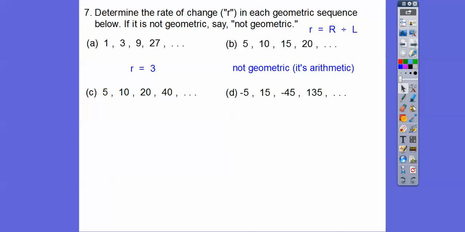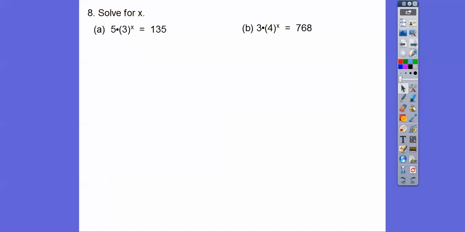Let's look at this one right here. 5 times 2 is 10, 10 times 2 is 20, 20 times 2 is 40, so that one is geometric, so r equals 2. How about this one right here? When we go to the right, negative 5 times negative 3 is 15, 15 times negative 3 is negative 45, negative 45 times negative 3, remember a negative times a negative is positive, is 135, so r is negative 3 on that one.